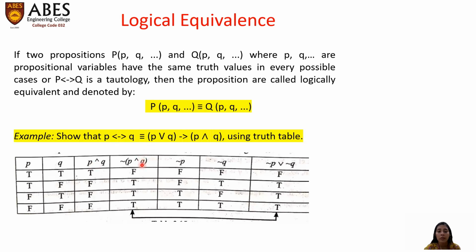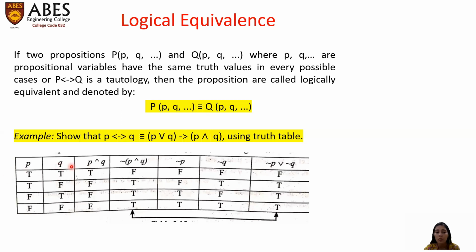Now we have solved the bracket. Now we have to check the values of negation P and negation Q, and perform the OR operation, the disjunction operation, over negation P and negation Q. We find false, true, true, true. Now we can see that the negation of P conjunction Q is logically equivalent to negation P or negation Q, because the corresponding truth values are the same.